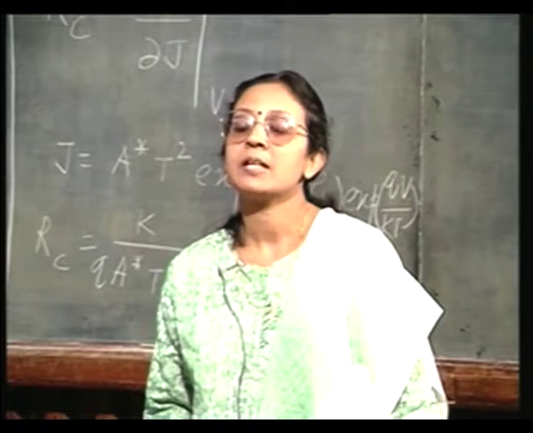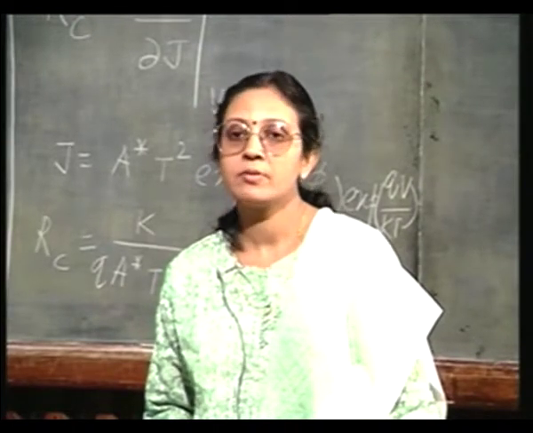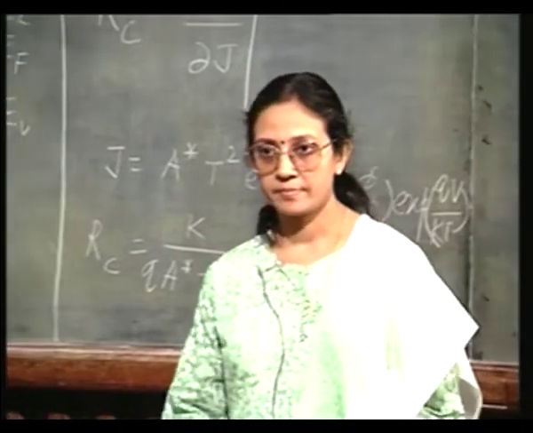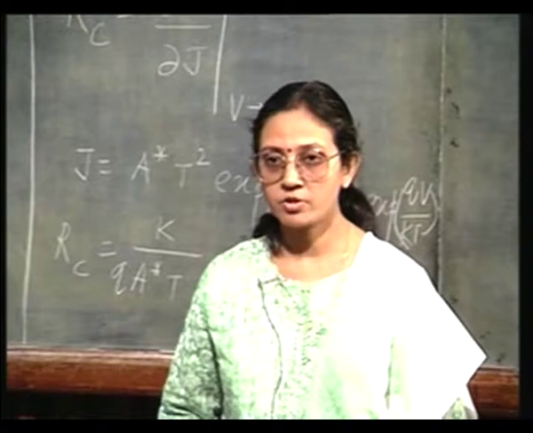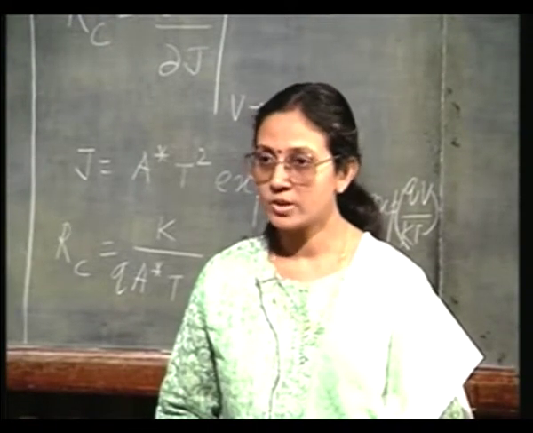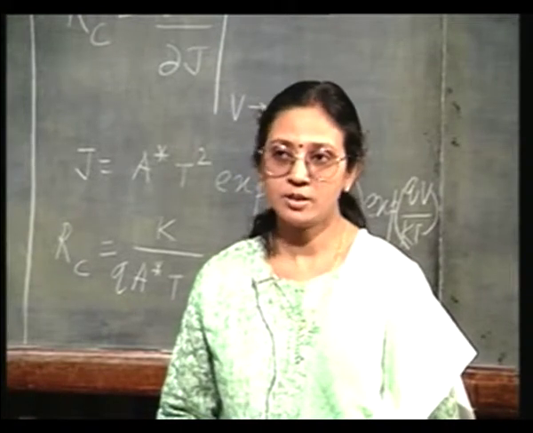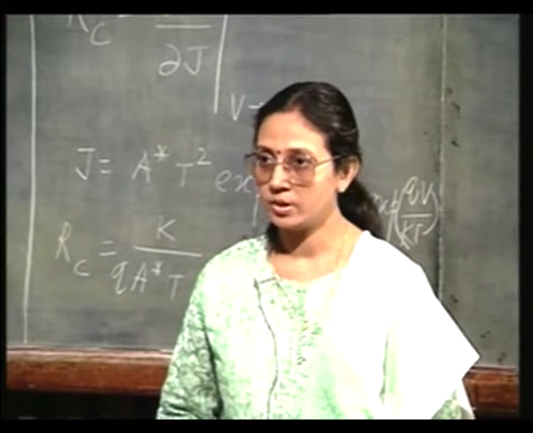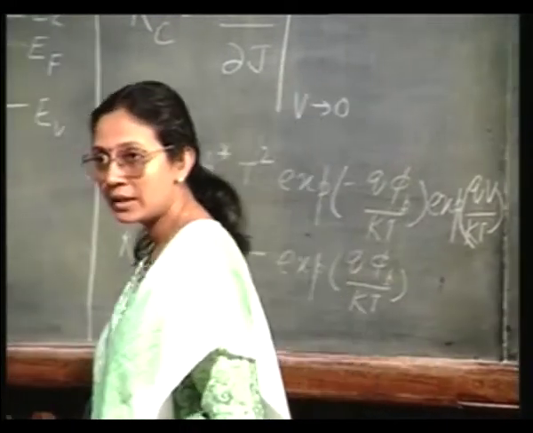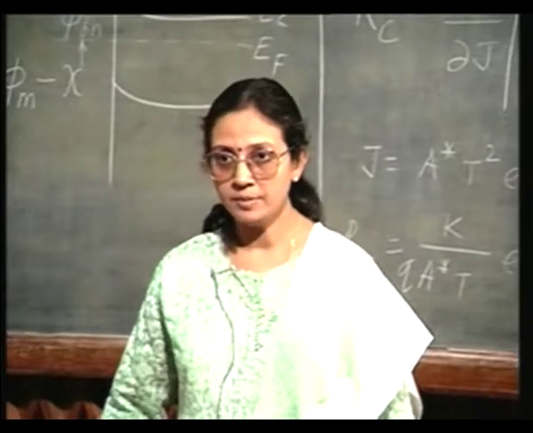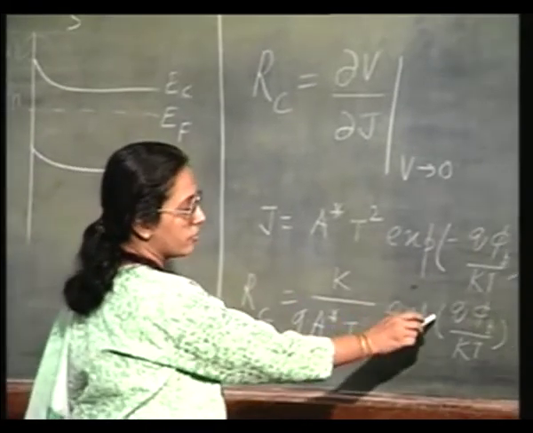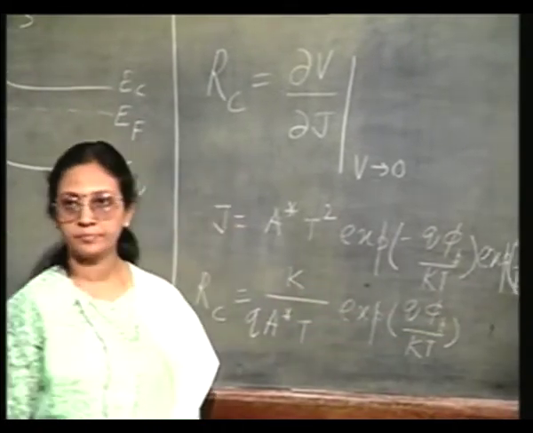And phi_B is a material property, ideally given by phi_m minus chi, the metal work function minus the electron affinity of the semiconductor. Once you fix the metal and the semiconductor, you can't really do anything about it. So, for a moderately doped semiconductor, the contact resistance is therefore simply given by this.